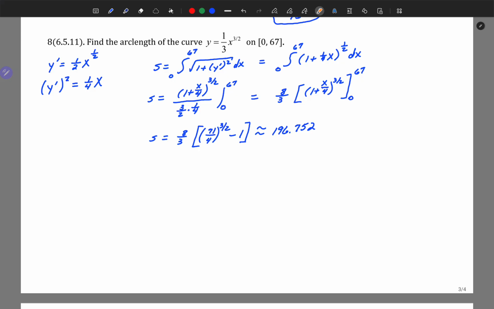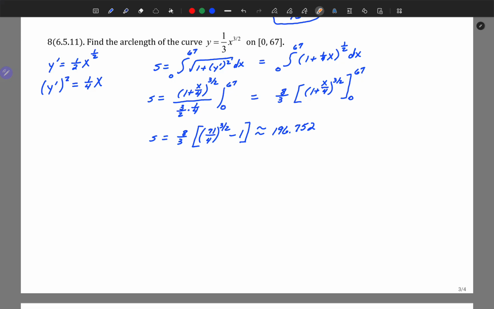So I have 1/2 x to the 1/2. We square that. When we square it, we get 1/4 x to the first power here. And so then I can plug that into my formula. When I do, I said, well, the square root is the same thing as the 1/2 power. So I have 1 plus 1/4 x raised to the 1/2 power integrated with respect to x.